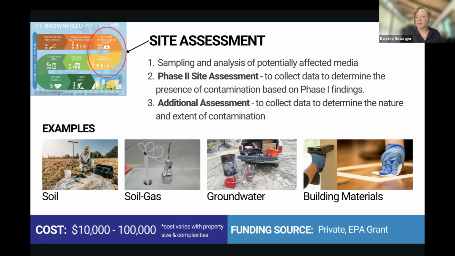This is not something that banks typically finance. You've got to figure that out. For EPA, this is an eligible expense under an EPA grant, and a very common assessment activity that EPA would fund. So keep that in mind.